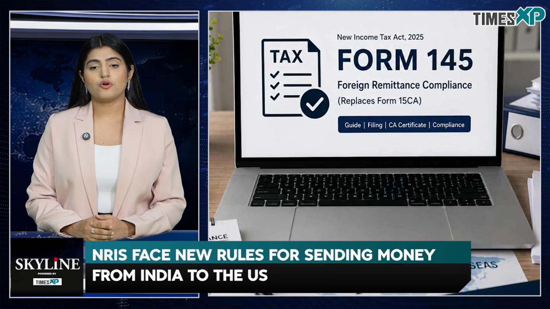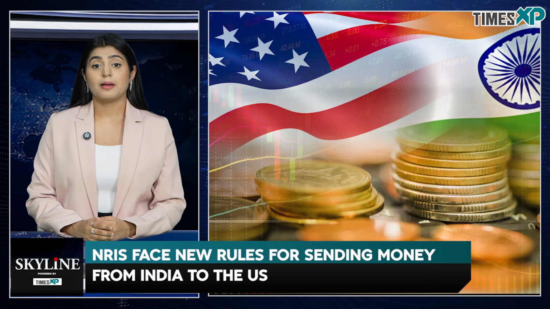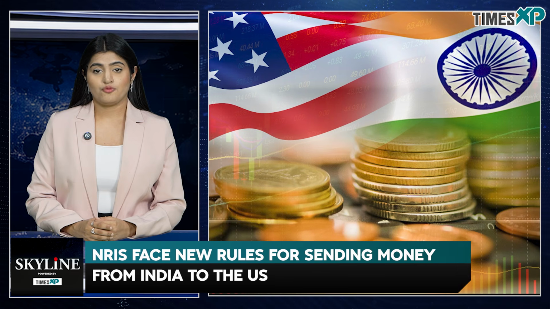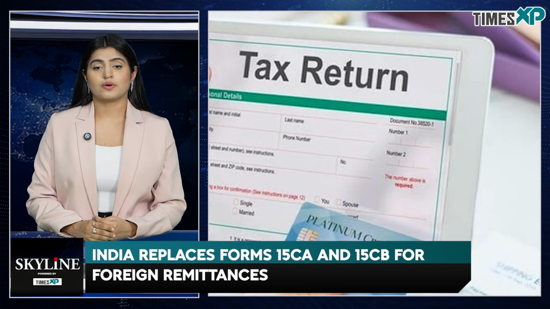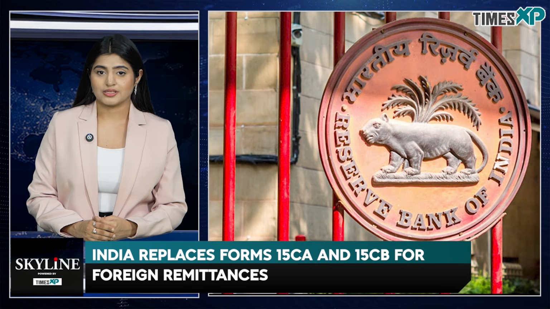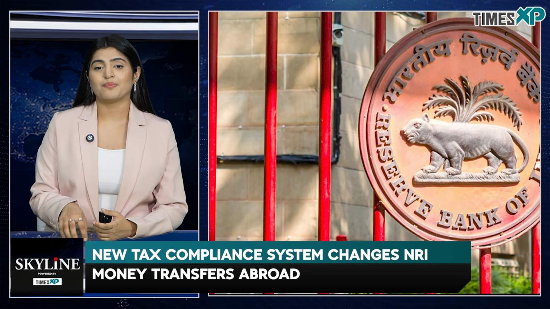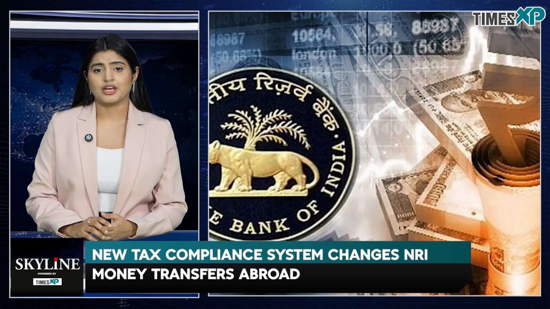Under the new system, Form 145 becomes the declaration submitted before money is transferred abroad. Form 146, prepared by the CA, certifies whether the tax on that transaction has been correctly calculated and paid. And here's where things become important. This isn't just paperwork sitting inside a bank branch anymore.